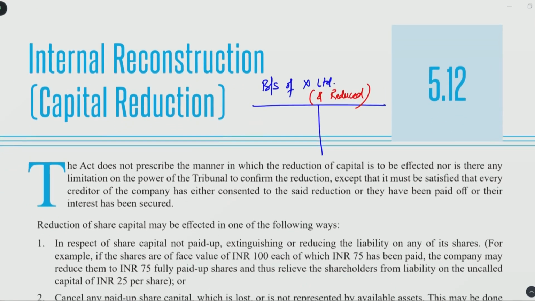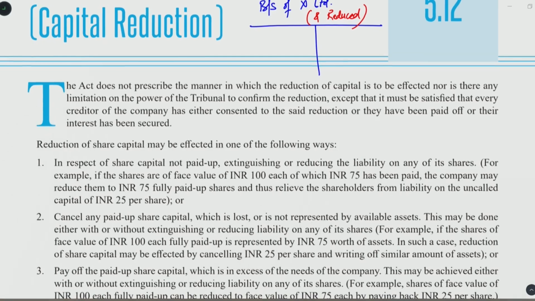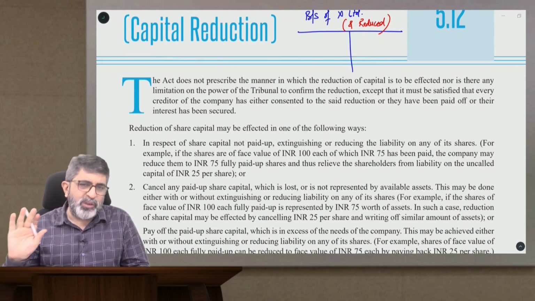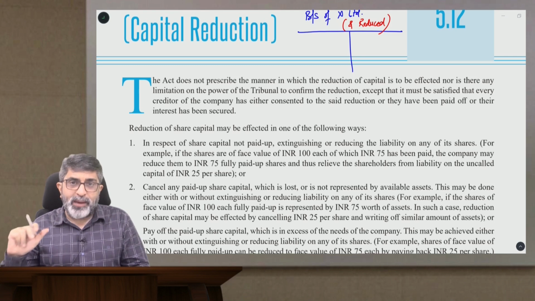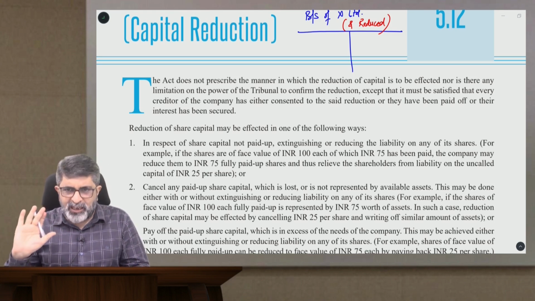Alright, so here first thing, the Act does not prescribe the manner in which reduction of capital is to be affected, nor is there any limitation on the power of the tribunal to confirm the reduction, except that it must be satisfied that every creditor of the company has either consented to the said reduction or they have been paid off, their interest has been secured. So what exactly we have discussed even earlier, that there is no restriction on how to do this, neither legally nor accounting wise. Court is mainly interested that okay, if you are going for reconstruction, each party's interest should be taken care of.